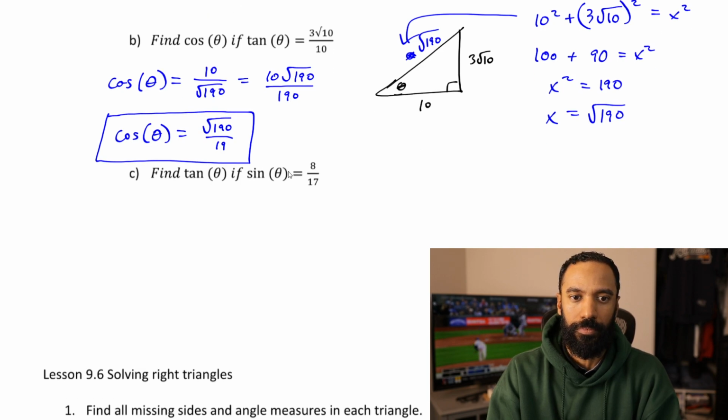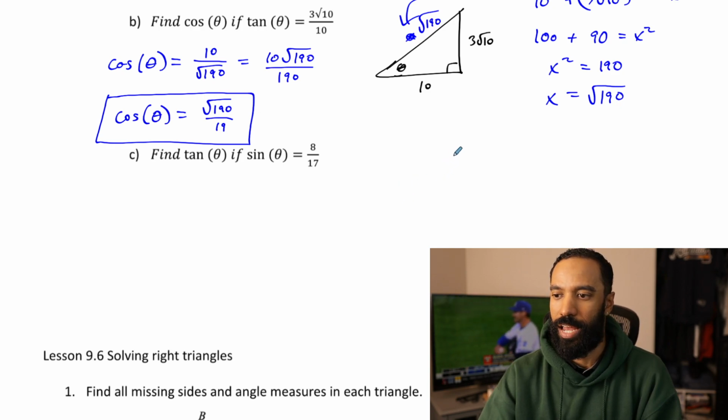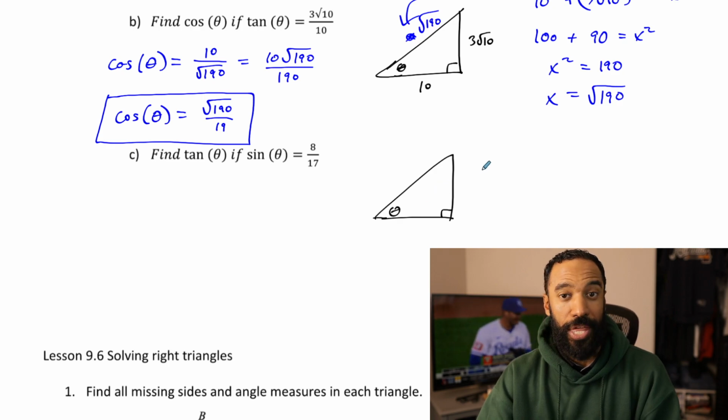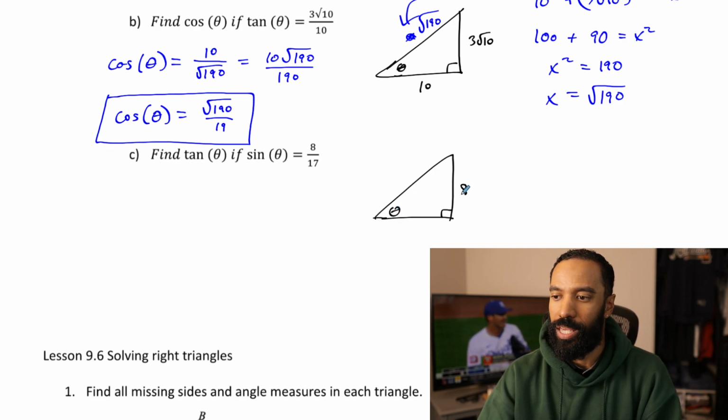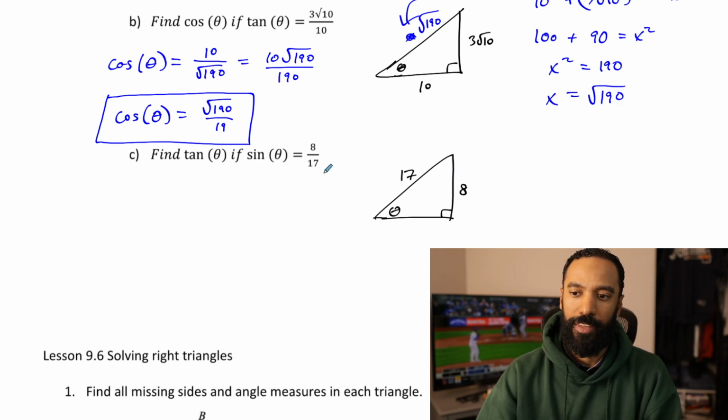Okay. Let's do C. Find tangent of theta if sine of theta is 8/17. I already know the answer, because it's another Pythagorean triple. So sine of this angle is 8, opposite over hypotenuse, 17. We've got to find the tangent of theta.